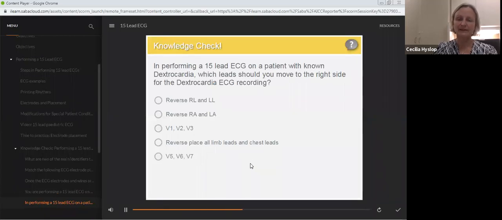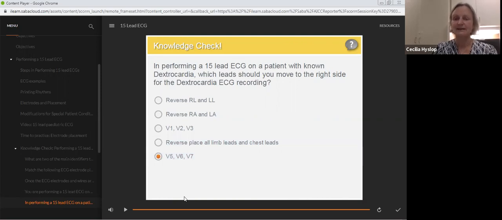In performing a 15-lead ECG on a patient with known dextrocardia, which leads should you move to the right side for the dextrocardia ECG recording? So remember we said we were going to do a standard ECG first, and then we were going to move our left-sided V5, V6, and V7 across to our right side, and on the paper copy we would write V5R, V6R, and V7R. And also for test indication, we would write dextrocardia 15 lead.